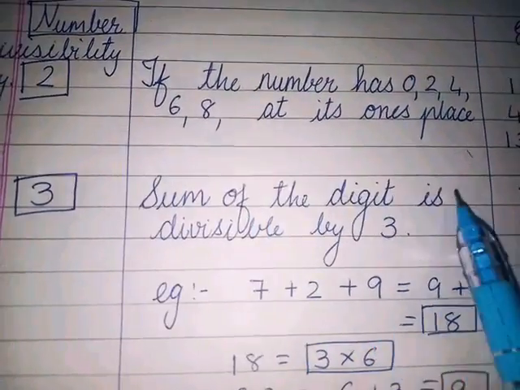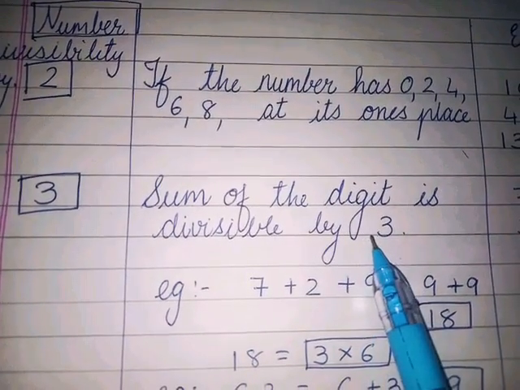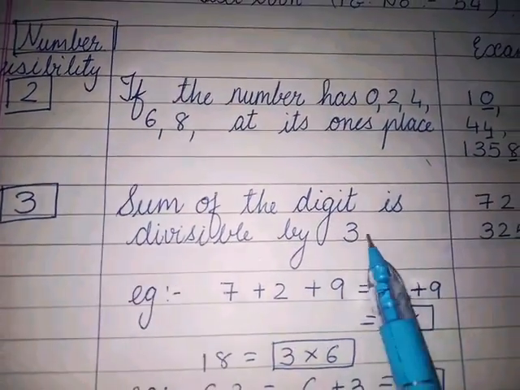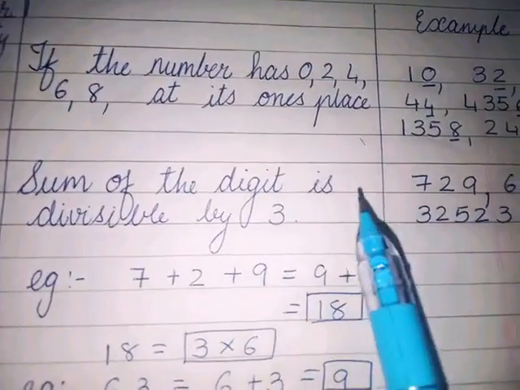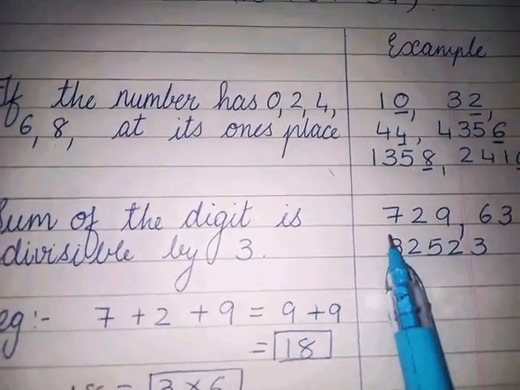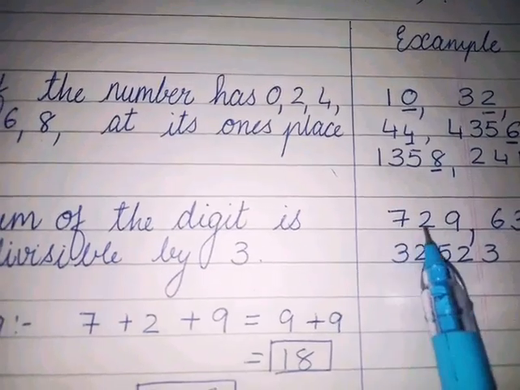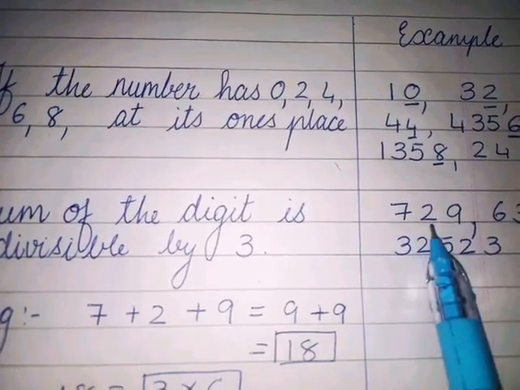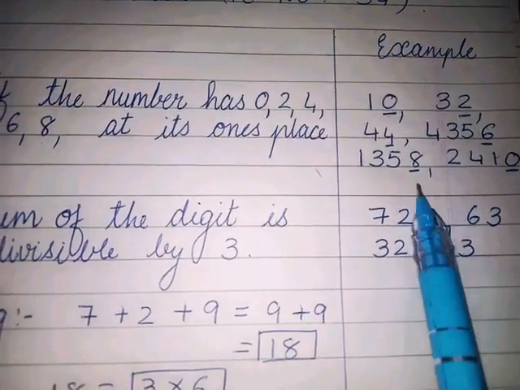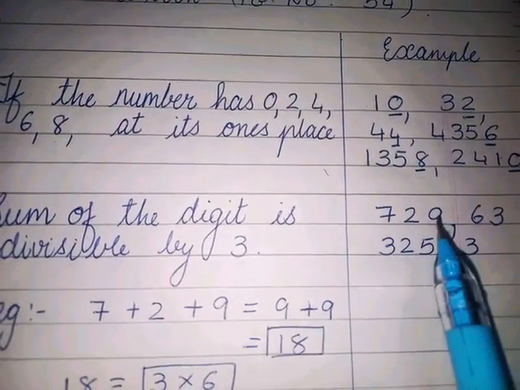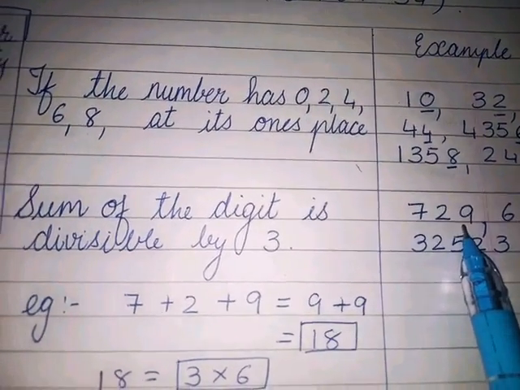Now, how can we say that a number is divisible by 3? The sum of the digits should be divisible by 3. How will we find it? We need to find the sum. Let's take one example, a big number: 729. Is this number divisible by 3? How can we check? It is very easy.